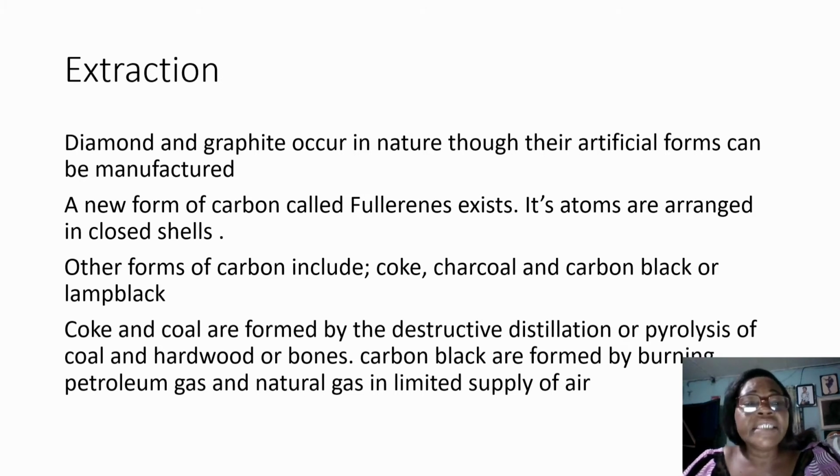These atoms are arranged in closed shells, that is the fullerene. Other forms of carbon include charcoal, carbon black, or lamp black. These are amorphous forms of carbon. Coke and charcoal are formed by the destructive distillation or pyrolysis of coal, hardwood, or bones. Carbon black is formed by burning petroleum gas and natural gas in a limited supply of air.